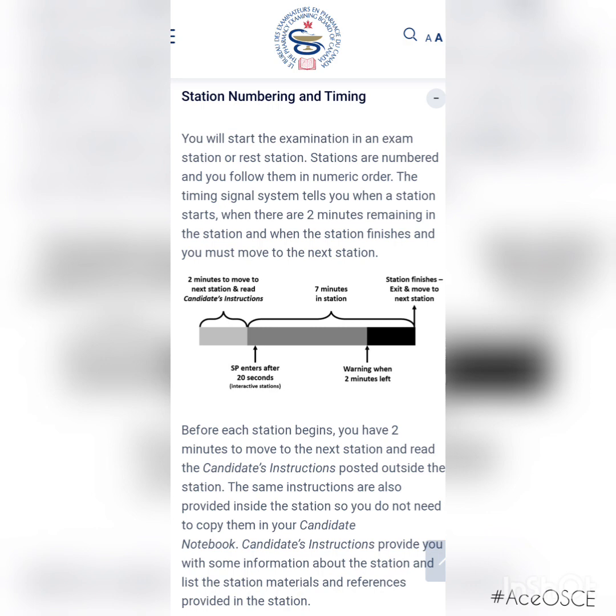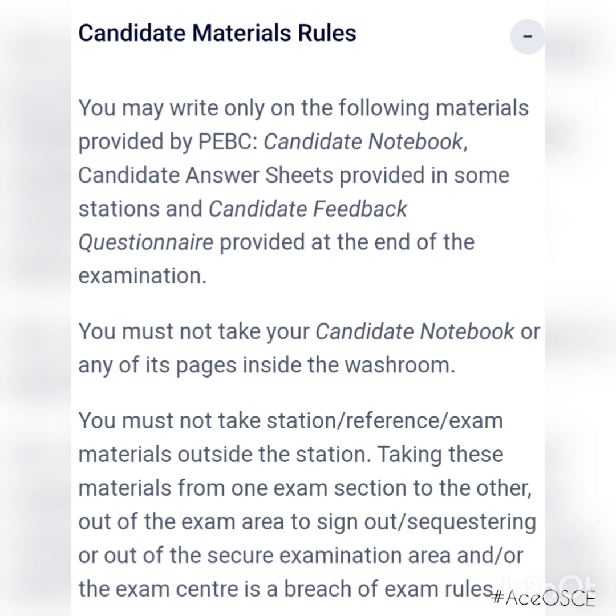And once the patient comes in, you of course interact with them, see what the case is, how you can solve the patient's concern, and make them feel comfortable and give them good pharmaceutical knowledge. At 5 minutes, you'll hear the bell, which gives you an indication that the case is about to close. One quick thing that I wanted to let you guys know about is that you can only write down on the following materials provided by the PEBC.